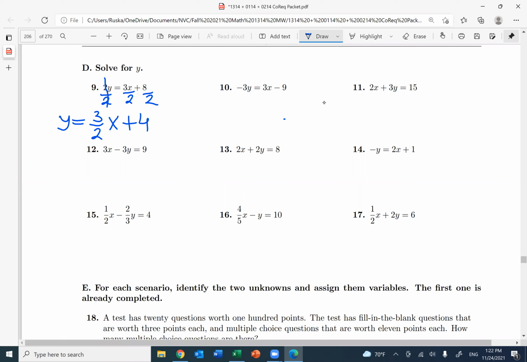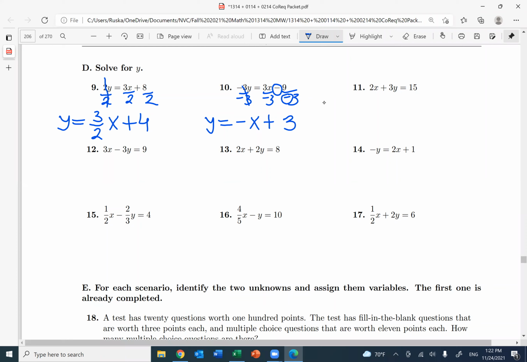Okay, the next one, number 10, we're going to divide both sides by -3. And when you divide by -3, just divide each term by -3 because it's easier to simplify after that. And you're going to get y equals -x. Now -9 divided by -3 is going to be +3. Okay, so that's how you do it.